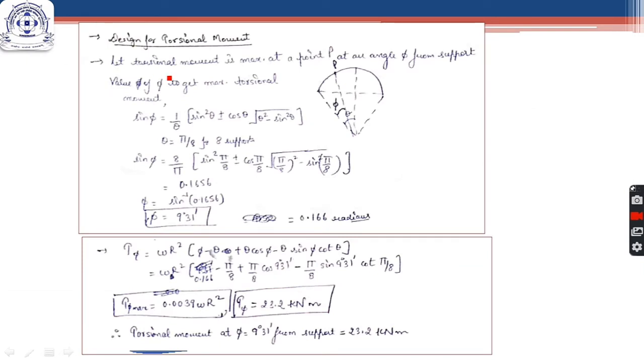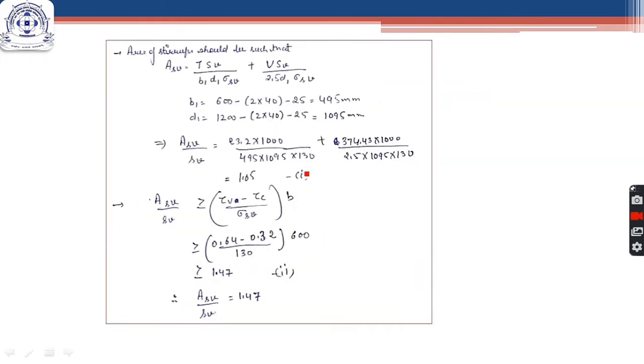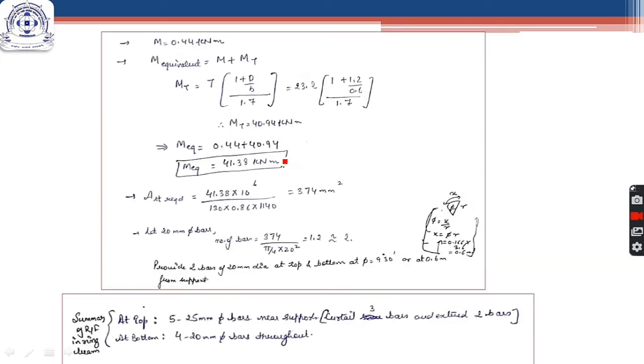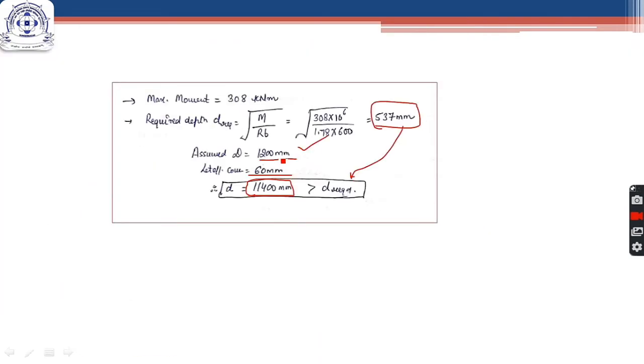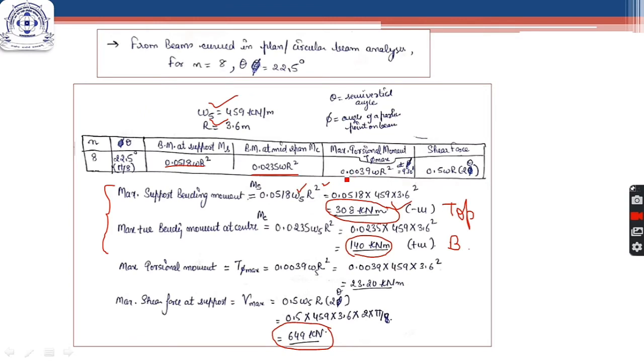Now we go for torsional moment. First I will explain how we are getting this value, which I showed you here, which is 0.039 WR square. I have explained in the previous lecture that the value of torsional moment is not fixed where it will be maximum. So first we have to find the value of phi where torsional moment will be maximum, and then we will find T phi using the expression for torsional moment.